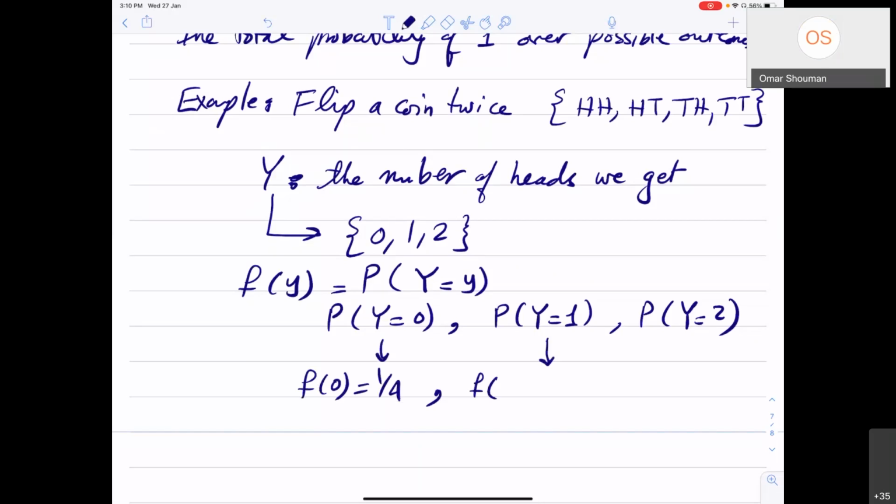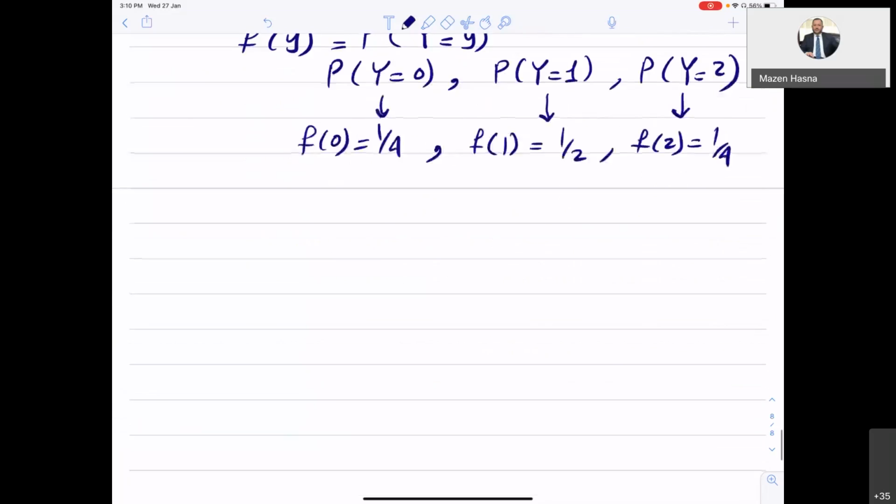1/2, because I can have head tail and tail head. So I have 2 outcomes. So f of 1 equals 1/2. And then for this one, I will call it f of 2, 1/4. Okay? And usually we plot the probability mass function.